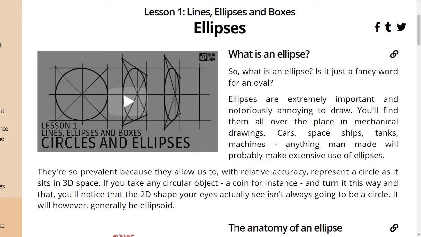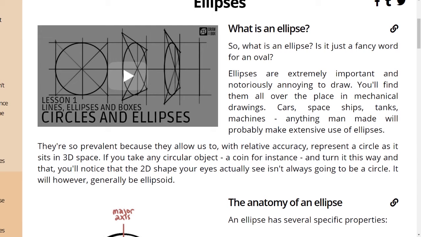Lesson one: lines, ellipses, and boxes. Ellipses. And we're not watching these videos because you can do that on your own. That would be ridiculous. What is an ellipse? So what is an ellipse? Is it just a fancy word for an oval?